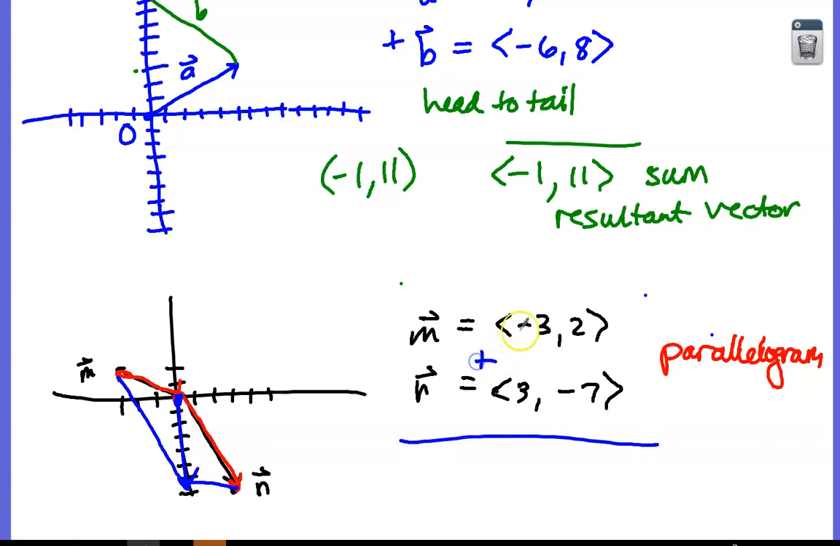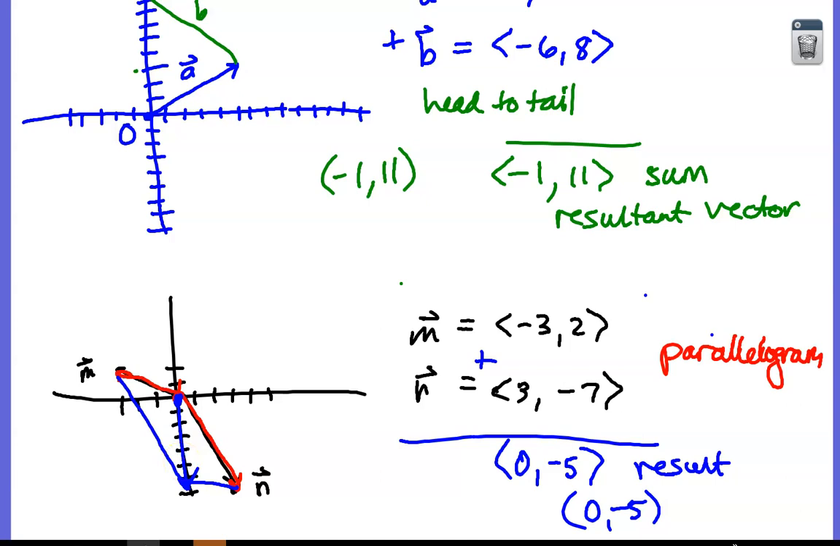I can still do it algebraically by just adding. If I have a negative 3 plus a 3, I have a resultant change of 0 for x, and 2 plus negative 7, it is a resultant change of negative 5. So your result gets you to the point 0, negative 5, or the vector 0, negative 5. This is called the parallelogram method because of that.